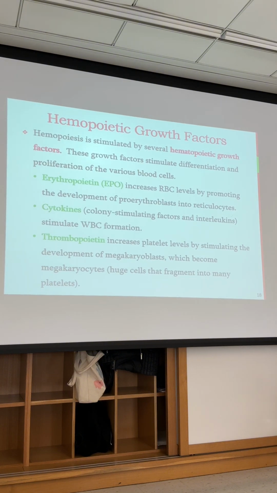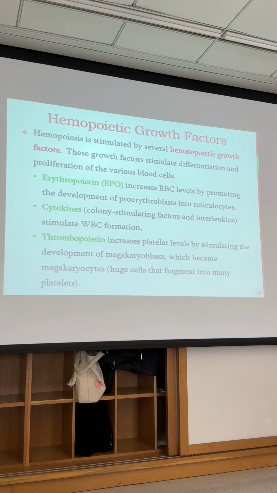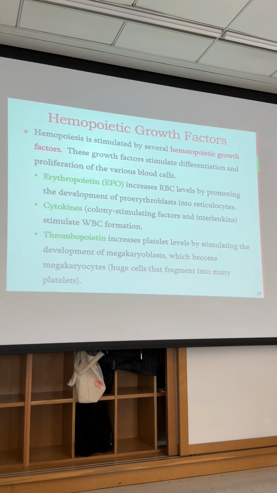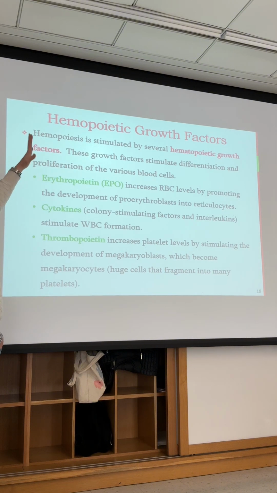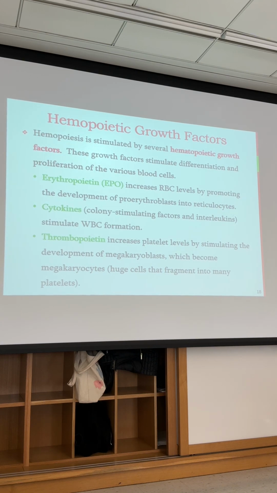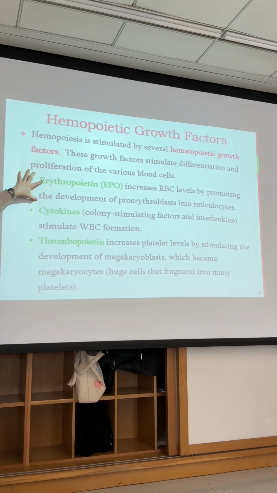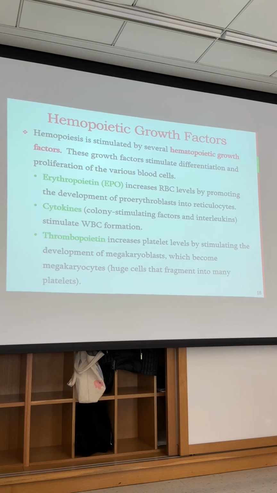Now, I mentioned erythropoietin before. Erythropoietin is what stimulates red blood cells to grow, okay? Specifically, erythropoietin is one of three different hemopoietic growth factors. These promote the growth of your blood cells. This one promotes red blood cells, these promote white blood cells, and this one promotes platelet formation.